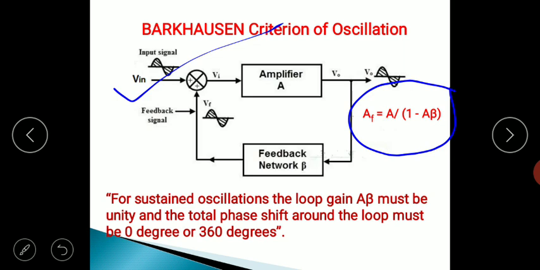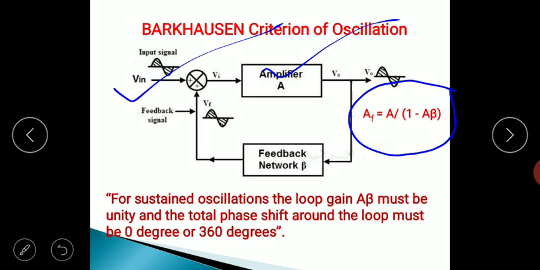From this we have seen that the gain entirely depends on the loop gain A beta, where A is the open loop gain of the amplifier and beta is the feedback fraction. As the loop gain A beta goes on increasing, the gain AF of the amplifier goes on increasing, and at one particular value of A beta the gain becomes infinitely large and the amplifier starts functioning as an oscillator. That condition itself is called the Barkhausen criterion, which states that for sustained oscillations the loop gain A beta must be unity and the total phase shift around the loop must be 0 degree or 360 degree.